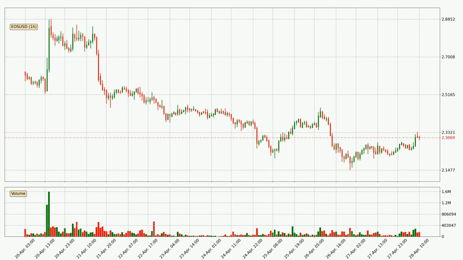Looking at the EOS hourly time frame, the price went up by around 2.1% in the last 24 hours, with a current price of 2.31. And the volume wasn't especially high, so this move wasn't very strong.